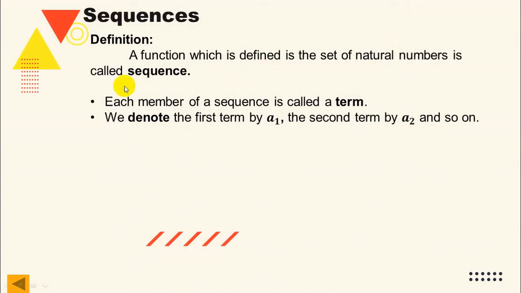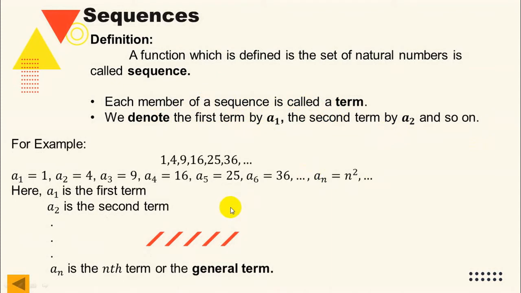a function which is defined on the set of natural numbers is called a sequence. So if you have a set, and that set has natural numbers, it's called a sequence. Okay, in a sequence, each member of the sequence is called a term, and we denote the first term by a1 and the second term by a2 and so on, like a100, meaning the 100th term. For example, here we have 1, 4, 9, 16, 25, 36, and so on.